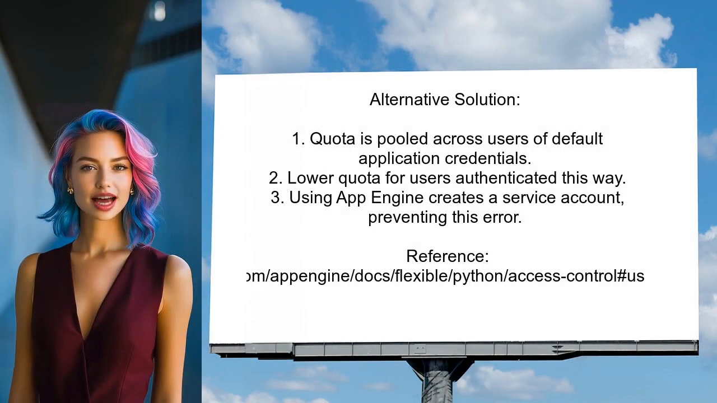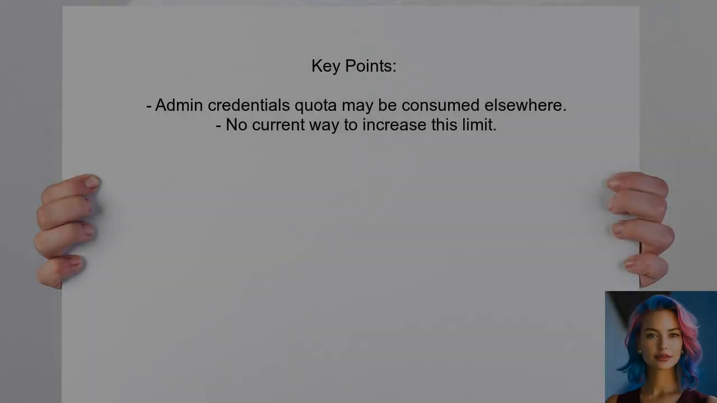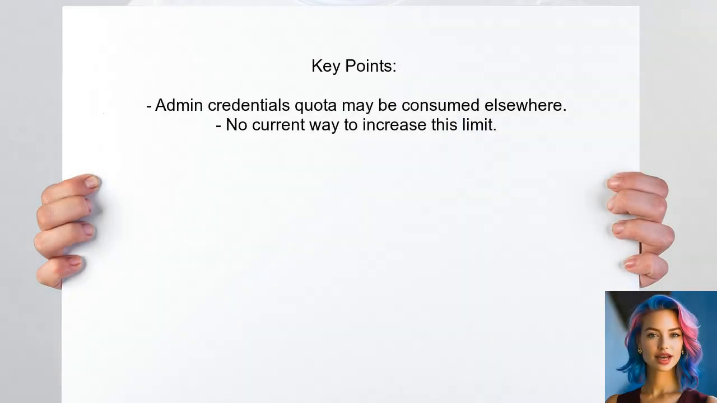According to a user on GCP Slack, the quota issue arises because the quota is shared among users of the default application credentials, which are lower for those authenticated this way. They suggest that using App Engine creates a service account, which should prevent this error from occurring. The user also notes that the quota for your admin credentials may be consumed elsewhere, and currently there is no way to increase this limit.